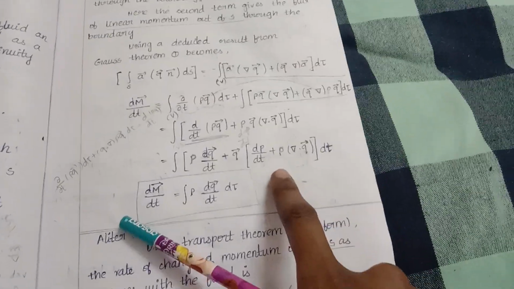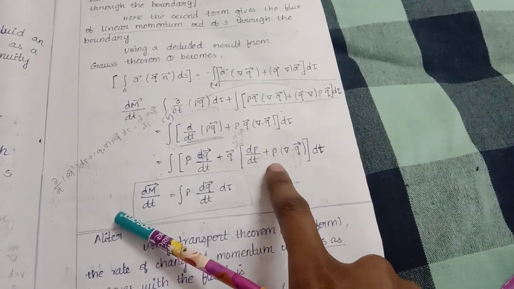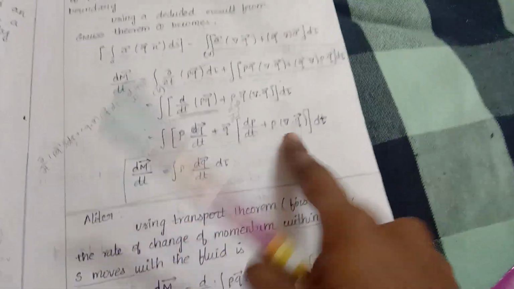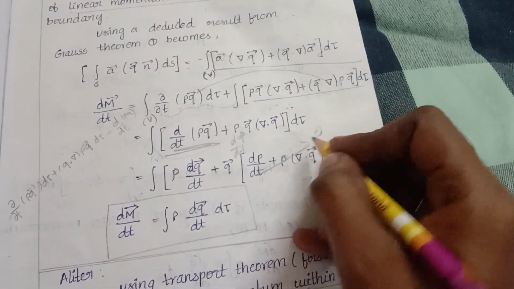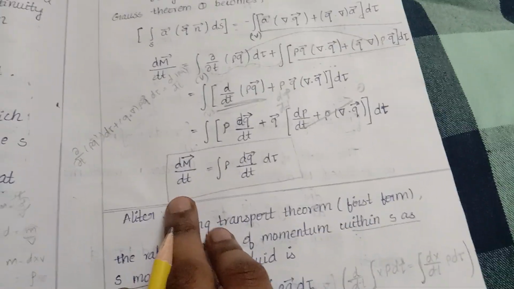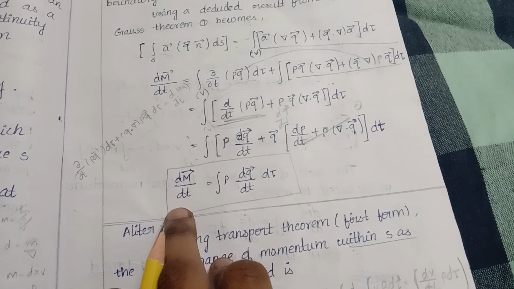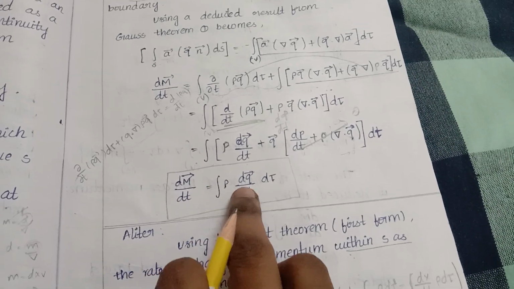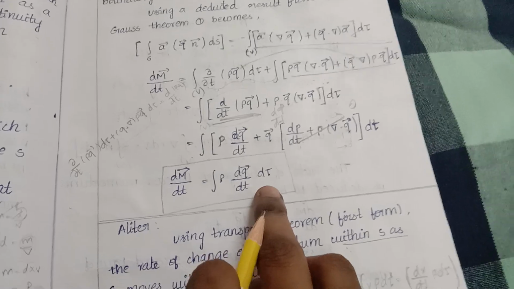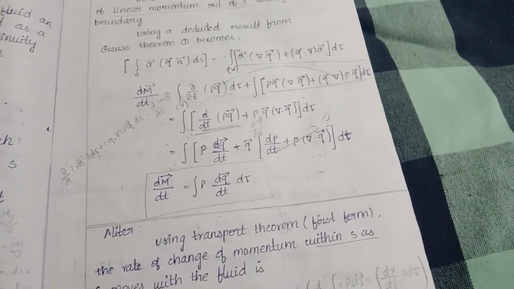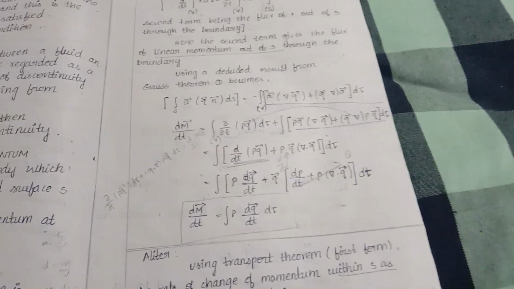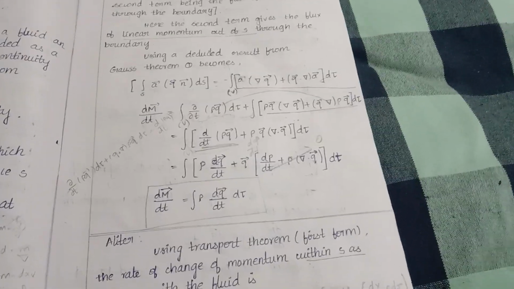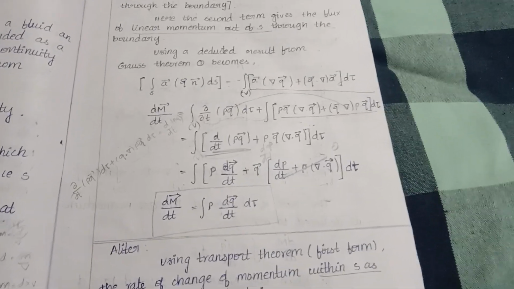By the equation of continuity, we know that d rho by dt plus rho del dot q vector equals 0, so this term goes to 0. So our rate of change of linear momentum can be written as dm vector by dt equal to the integral of rho dq vector by dt d tau. This is the rate of change of linear momentum of the closed surface at time t of the fluid body. Hope you all understand, and thank you.